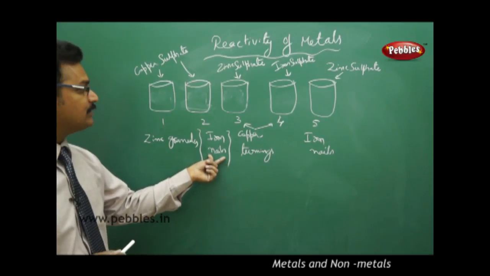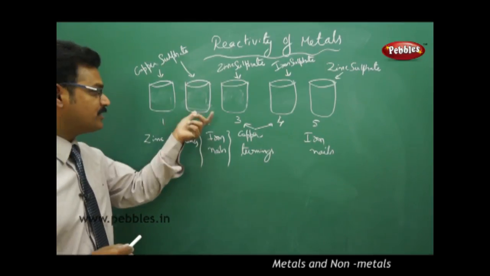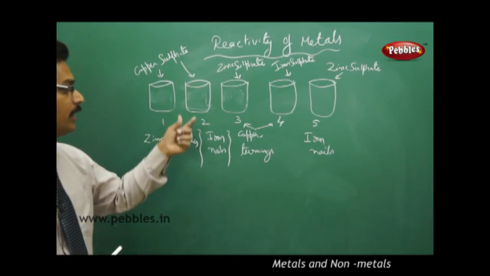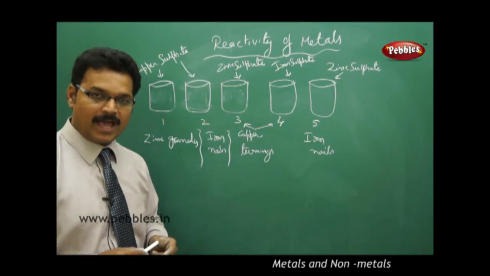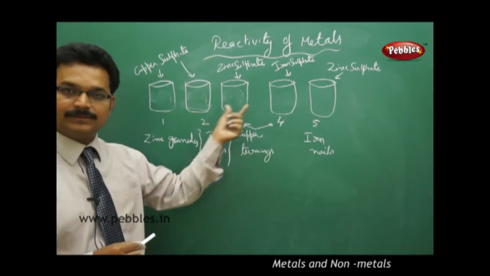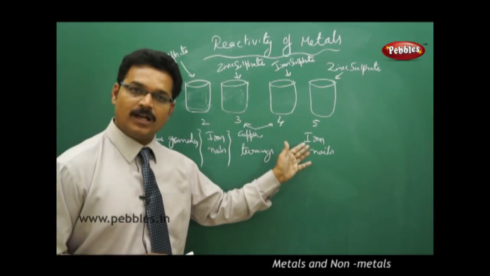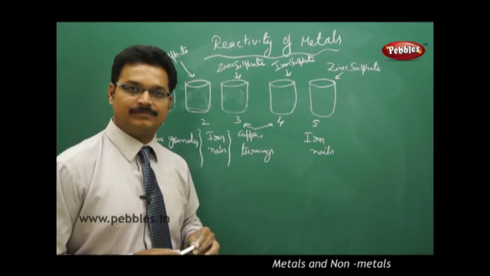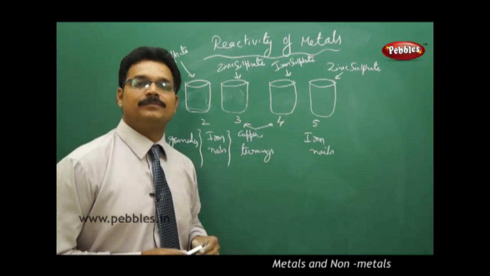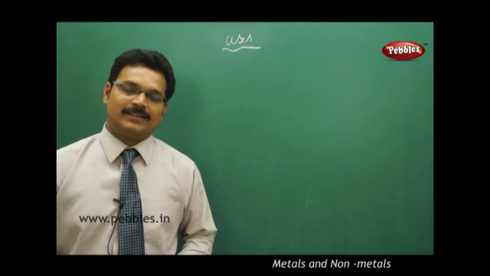Add iron nails into the second jar and shake the jar. In the third and fourth jars, add copper turnings and shake them. In the fifth jar, add iron nails and again shake the jar and observe them carefully.